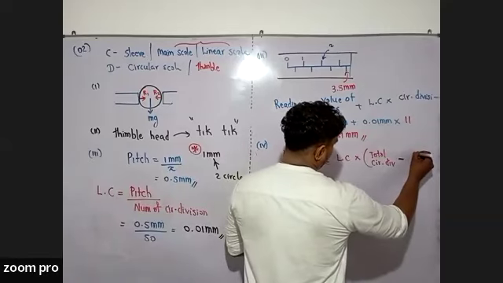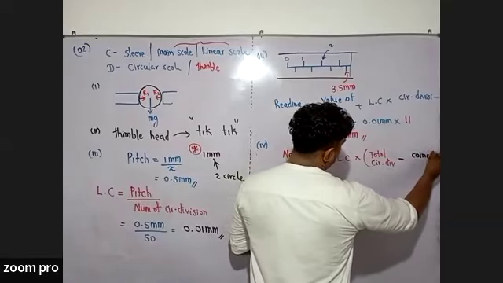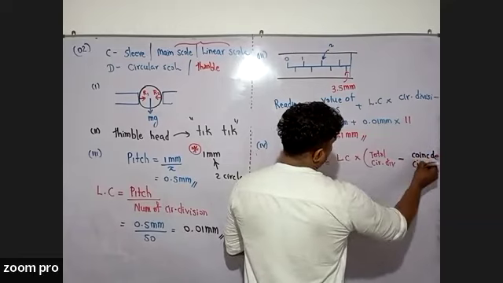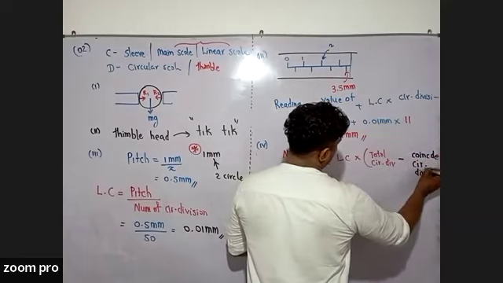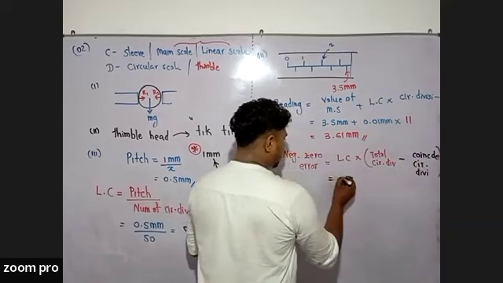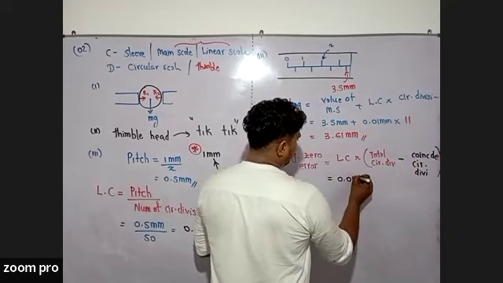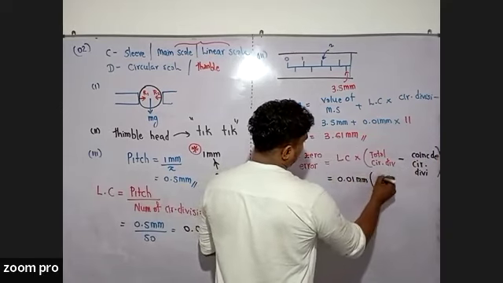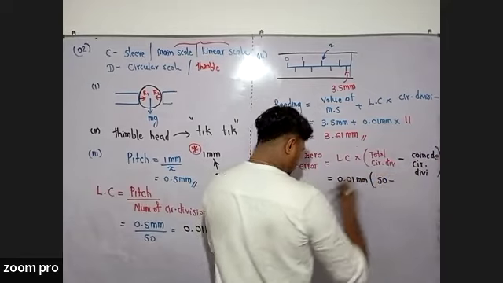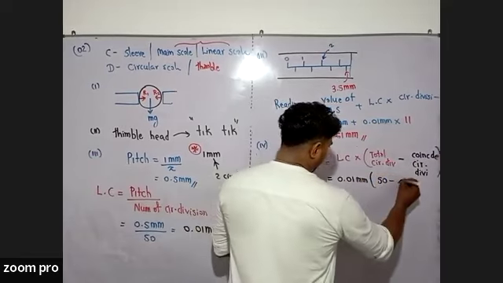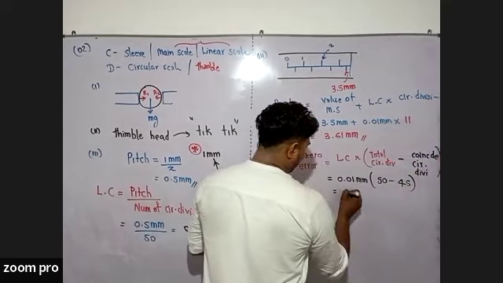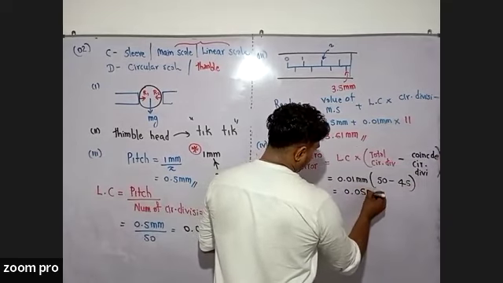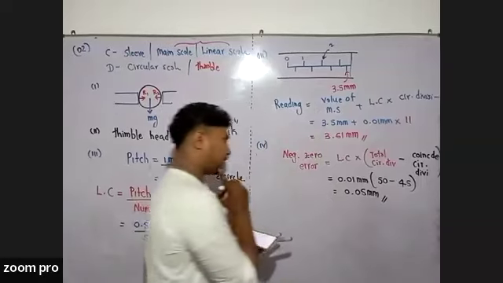subtracted from the coinciding circular division. So the least count is 0.01 millimeter. The total circular division is 50 and the coinciding circular division is 45. So this is the answer for the negative zero error.